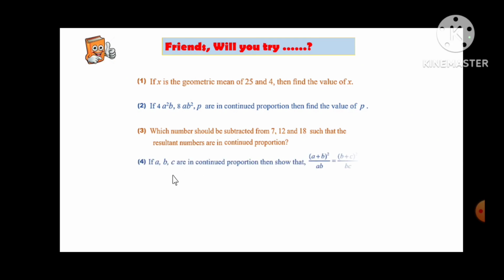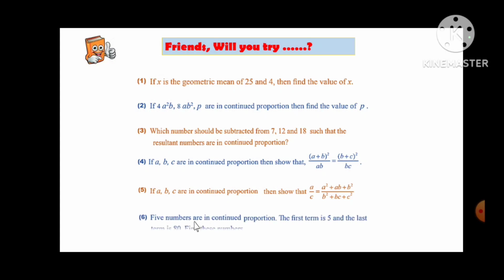Fourth one, if A, B, C are in continuous proportion, then show that (A + B)²/AB = (B + C)²/BC. If A, B, C are in continuous proportion, then show that A/C = (A² + AB + B²)/(B² + BC + C²). And the last one, 5 numbers are in continuous proportion. The first term is 5 and the last term is 80. Find these numbers. So friends, try these problems.